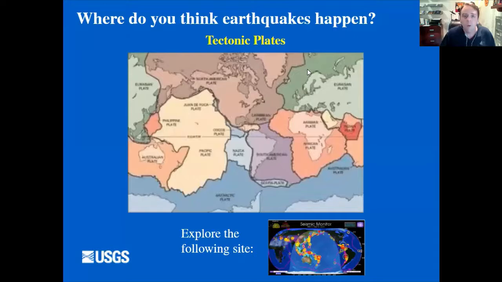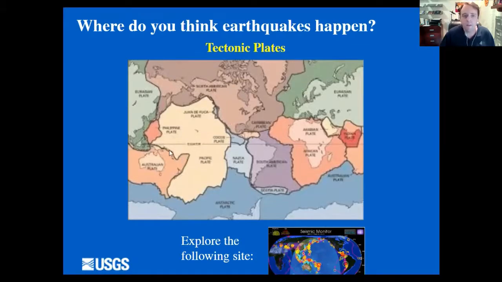So, where do earthquakes happen? What can we garner from their location? What can we tell about earthquakes based on where they happen? So let's take a look at the map here. You see tectonic plates: Pacific plate, Eurasian plate, Nazca plate, North American plate. We talked a lot about these in the previous section.